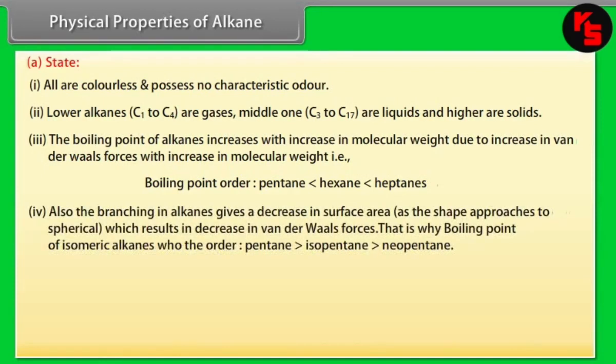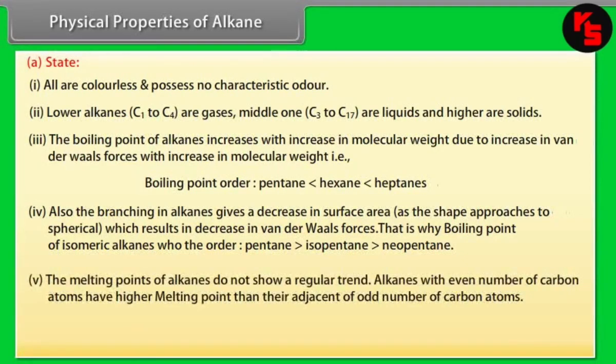Number 4: Also, branching in alkanes gives a decrease in surface area as the shape approaches spherical, which results in decrease in van der Waals forces. That is why the boiling point order of isomeric alkanes is pentane is greater than isopentane is greater than neopentane.